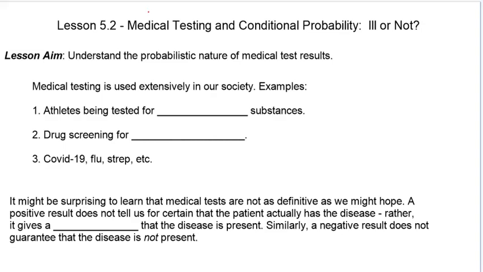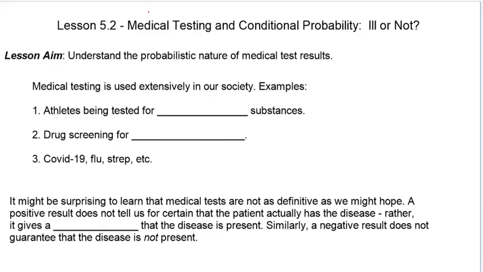Today you can see our lesson is 5.2, and we've been talking about probability in our previous lesson. Now we're going to continue that thought of calculating probabilities, but today it's going to be in the realm of medical testing, and as you can see, medical testing and conditional probability.